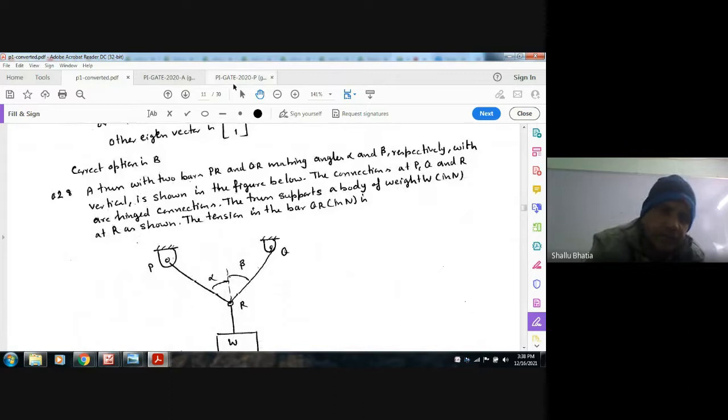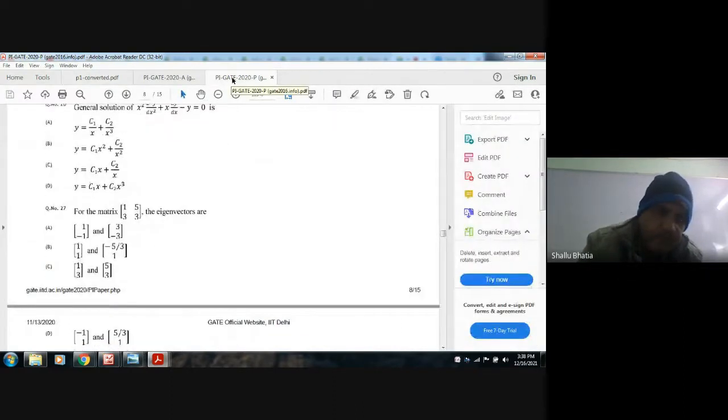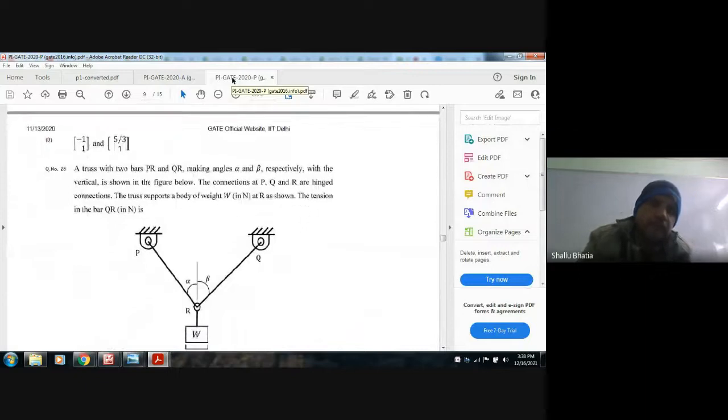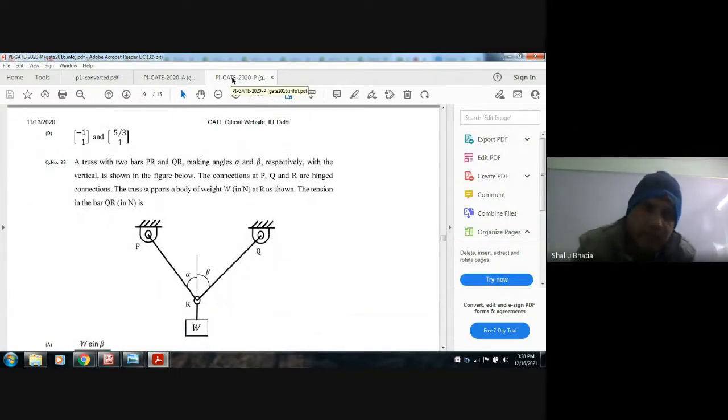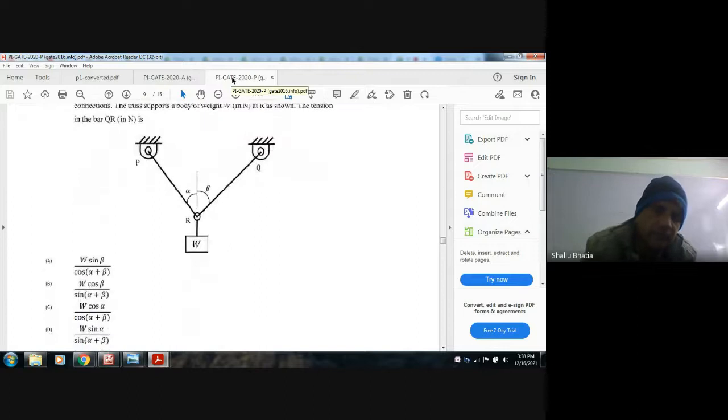Next is question number 28. A truss with two bars PR and QR making angles alpha and beta respectively with the vertical is shown in the figure below. The connections at P, Q and R are hinged connections. The truss supports a body of weight W in Newton at R as shown. The tension in the bar QR in Newton is, these are the options.